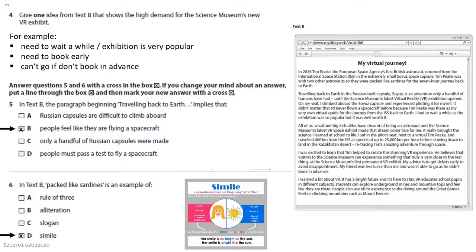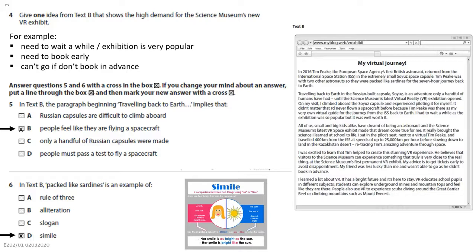For example, you need to wait a while, the exhibition is very popular. You need to book early, you can't go if you don't book in advance. So it's got information about what's there about this particular exhibition. And then, for example, with question 5, traveling back to Earth implies, well, what do you think it implies looking at actually the text in the context? It means people feel like they're actually flying a spacecraft. So they feel like they're in the spacecraft.